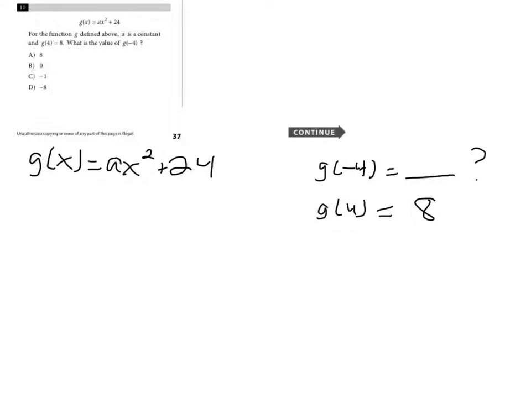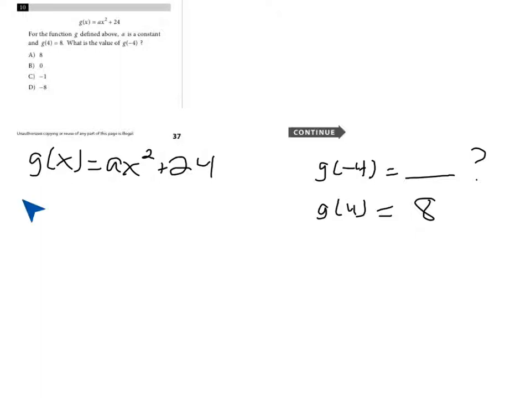All right, let's look at number 10 now. For the function g defined above, where g of x equals ax squared plus 24, a is a constant and g of 4 equals 8. The question is asking, what is g of negative 4?